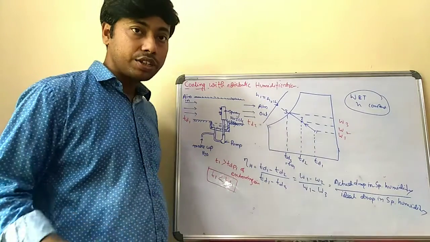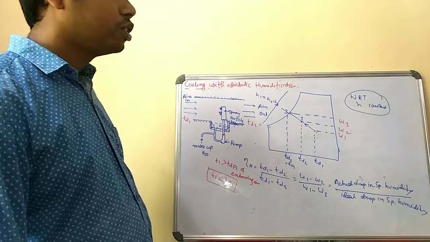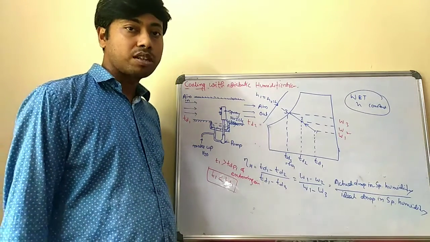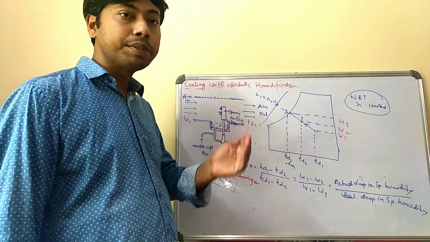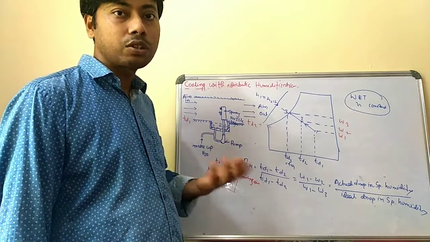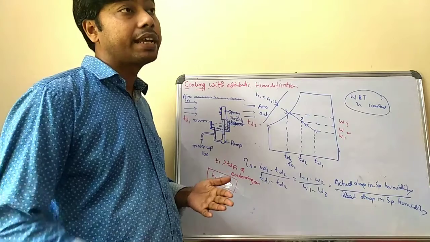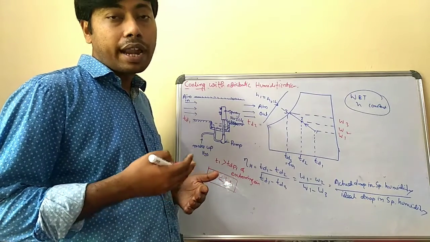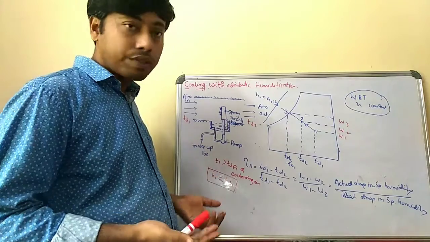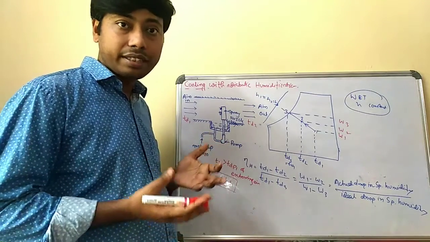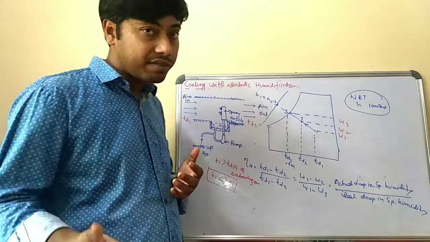As you know, cooling and dehumidification is also a psychrometric process. Similarly, cooling with adiabatic humidification is a psychrometric process, in which cooling means the air temperature should be cooled, and humidified means moisture is added to the air. That is humidification, and it is done adiabatically. That's why the process is named cooling with adiabatic humidification.